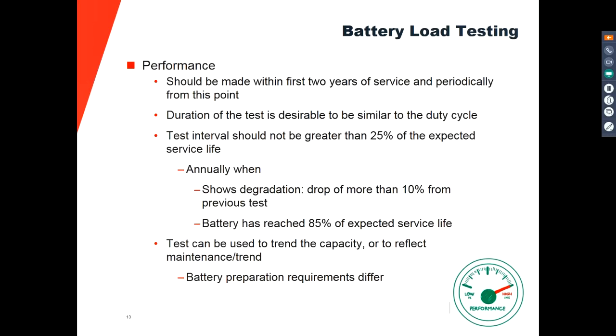The battery needs to be prepared for a performance test, and depending on what you are doing, whether you're trending for capacity or you want to reflect the maintenance practices, you want to prepare or to not fully prepare the battery for the test. That's some slides ahead, and we're going to touch more on the preparation of the battery.